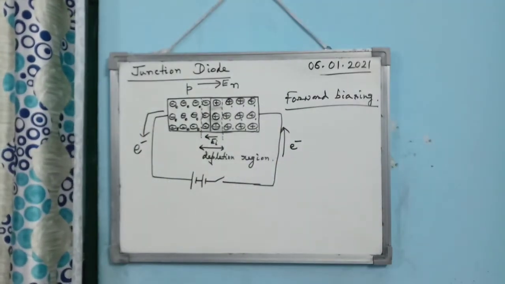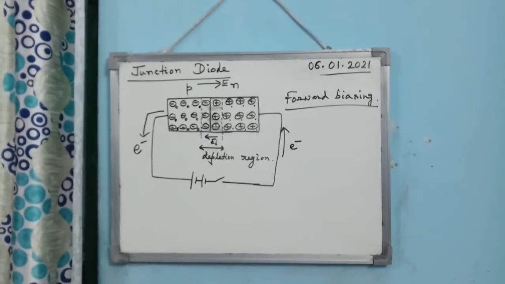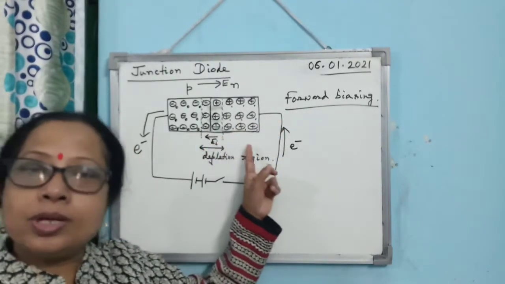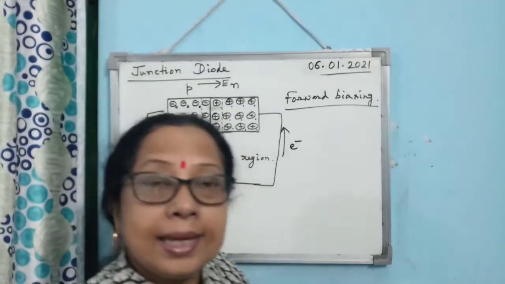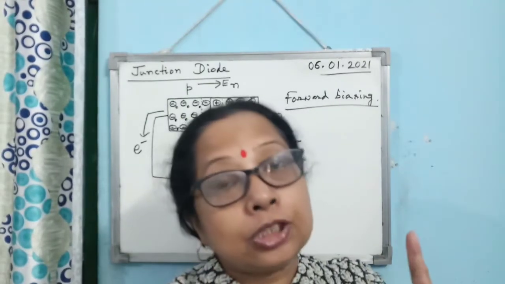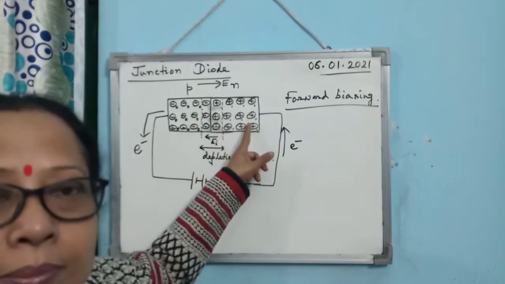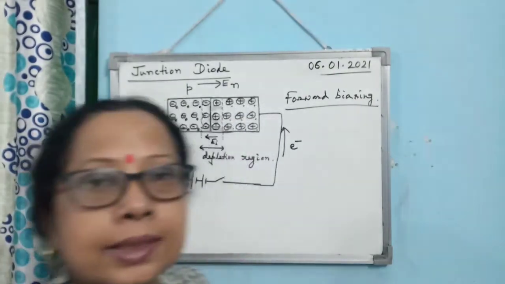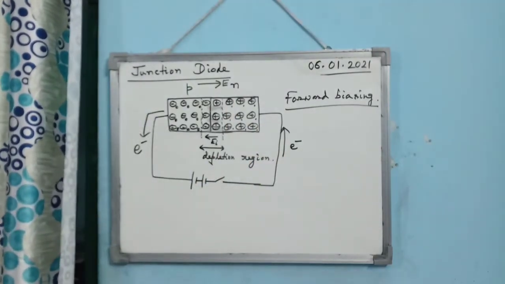Then the next concept is coming, the concept of reverse biasing. But here one more point you have to remember: when the PN junction diode is forward biased, due to the movement of majority charge carriers, we get the current in the circuit. Hole is the majority charge carrier in the P region and electron is the majority charge carrier in the N region. So due to movement of majority charge carriers, you will get current in the circuit when the junction diode is forward biased.